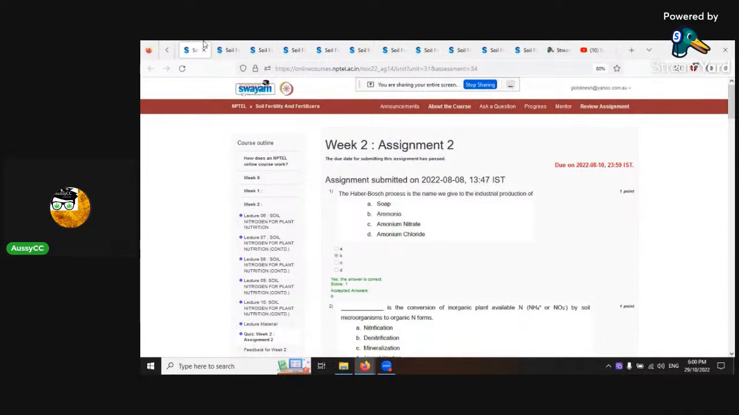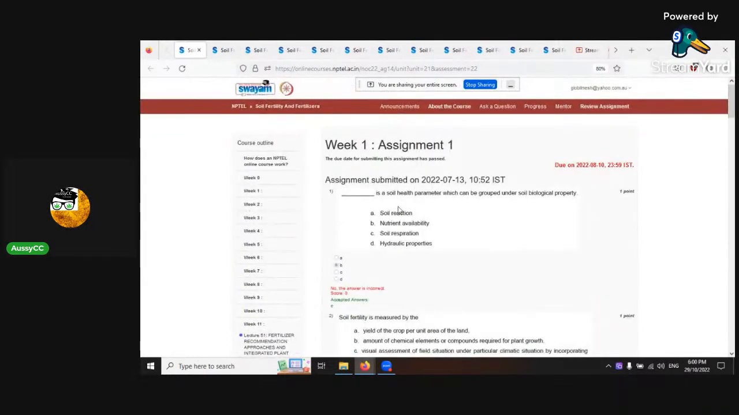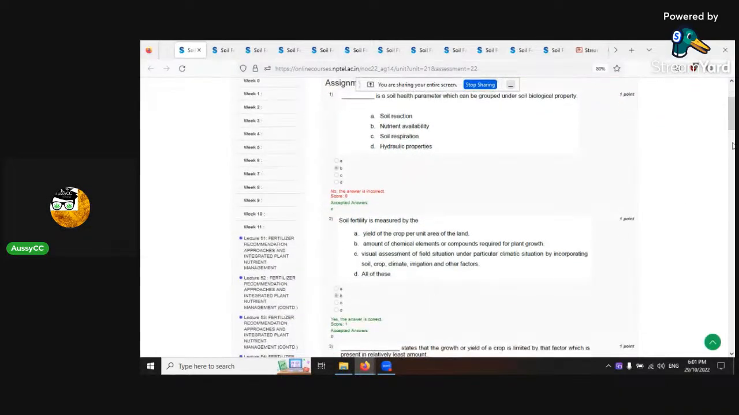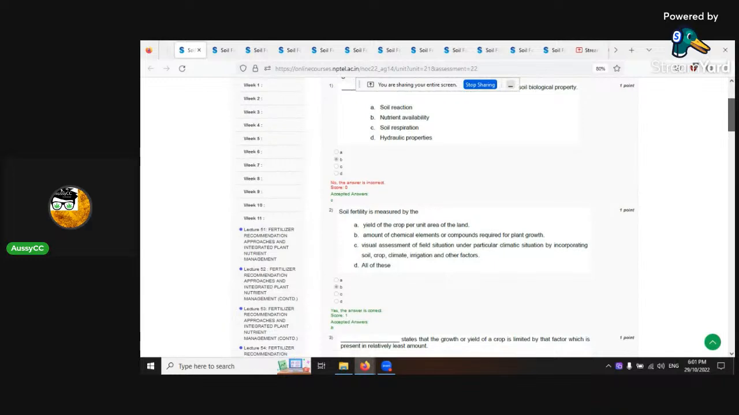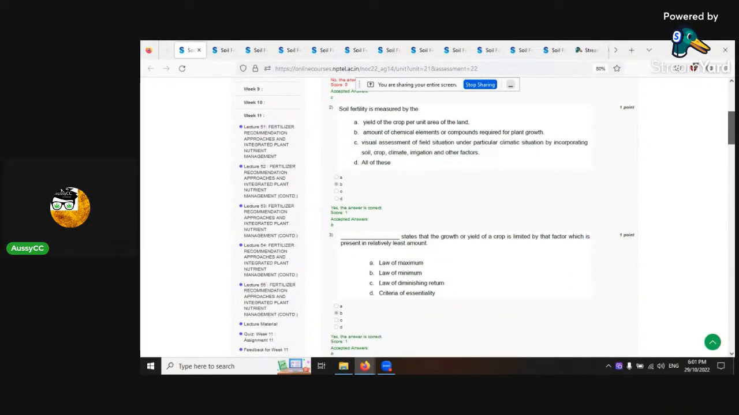Something is a soil health parameter which can be grouped under soil biological properties: retention, nutrient, soil respiration. C. Soil fertility is a measure of the amount of chemicals, so it's B. Something states the growth and yield of factors is limited by the one present in least amount. It's the law of the minimum, so it'd be B.